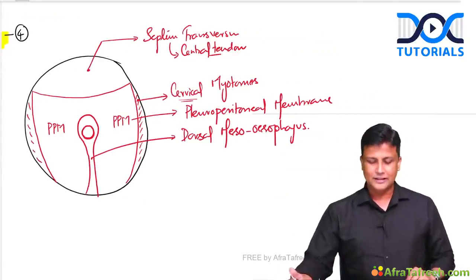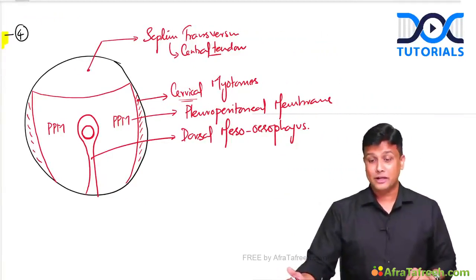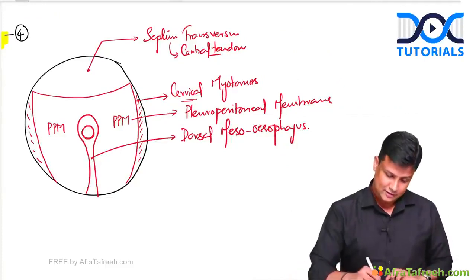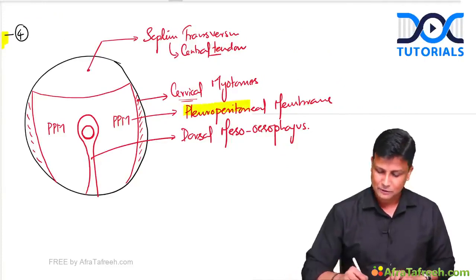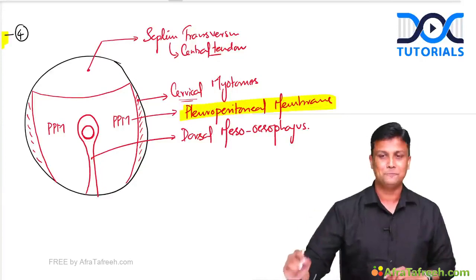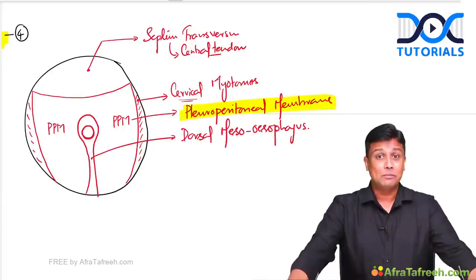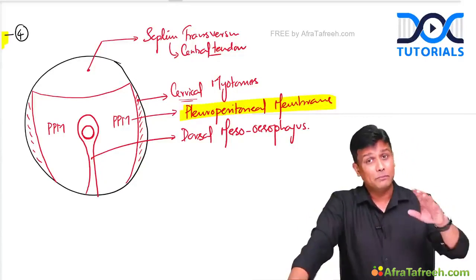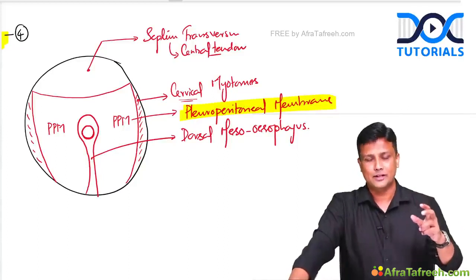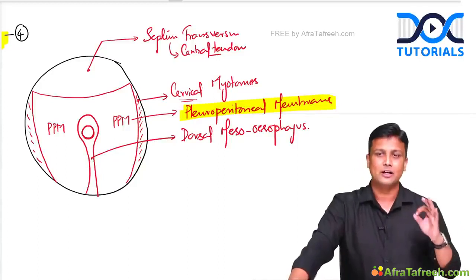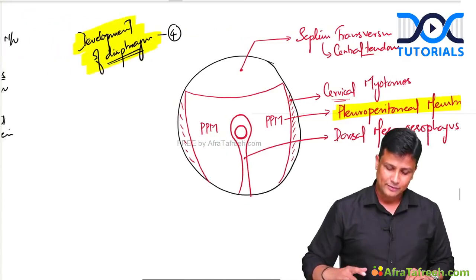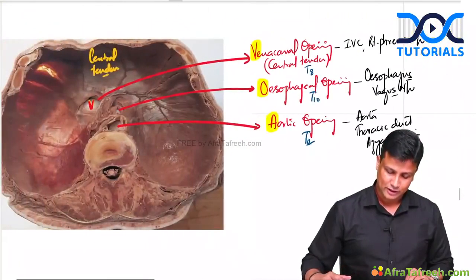Septum transversum, and then cervical myotomes, the pleuroperitoneal membrane, and then the dorsal mesoesophagus. Now remember, sometimes what will happen, this pleuroperitoneal membrane will be absent. And if that membrane is absent, then what is going to happen, guys? Congenital diaphragmatic hernia. Congenital diaphragmatic hernia, I'm expecting a question based on this one in your exam.